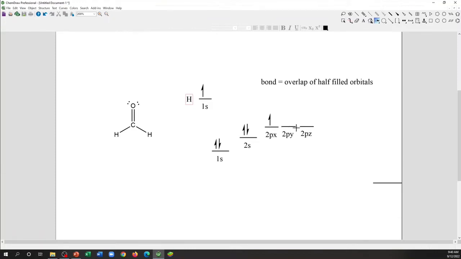if there are open slots in 2py and 2pz. So instead it's going to come over here. And the second thing is that electron will have the same spin as whatever other electrons are in the same subshell. So it'll be either in 2py or 2pz, but it definitely is going to be spin up.